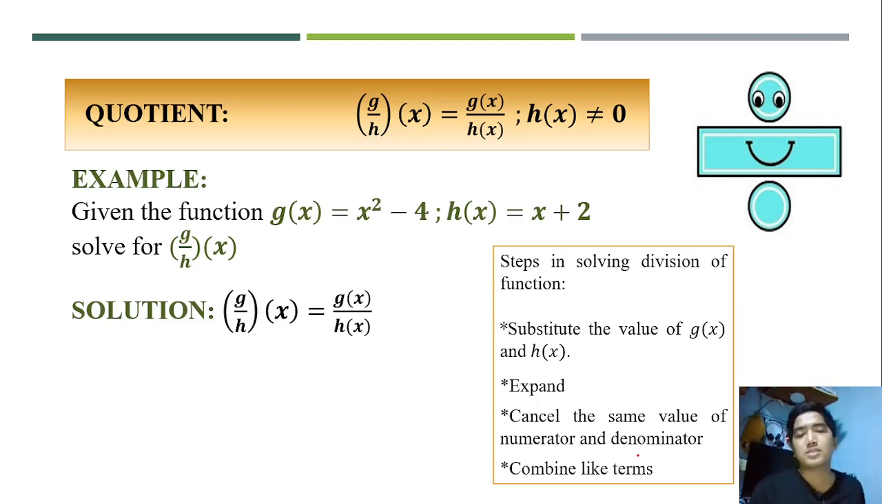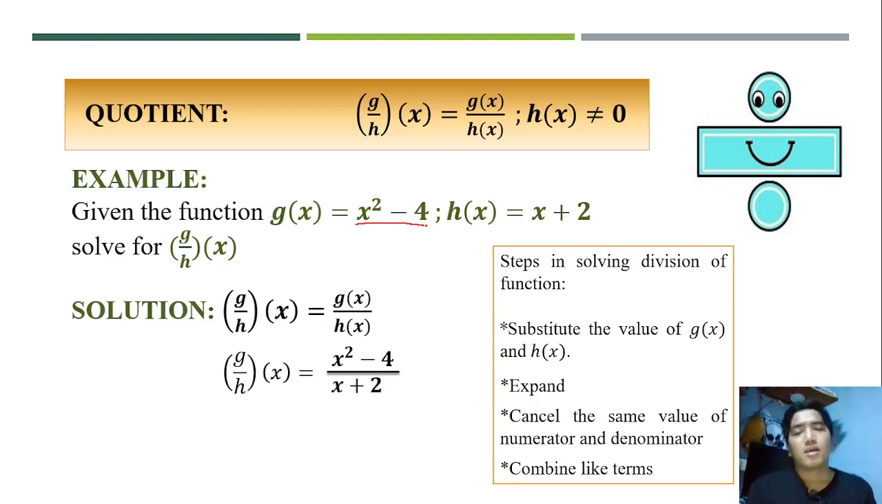Substitute the value of g of x and h of x. Next is to expand or to factor yung ating mga functions. So if a factor natin yan, cancel the same value of numerator and denominator, then combine like terms. Okay, so first step is to substitute the value of our g of x and h of x. So we have g over h of x is equal to yung function natin na g of x. We have here x squared minus 4 over yung ating h of x will be x plus 2.